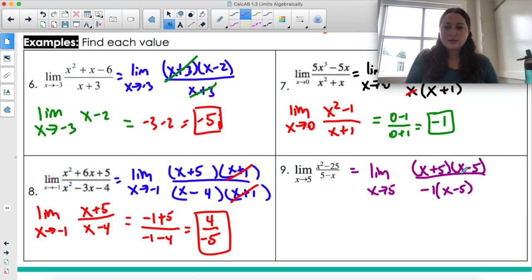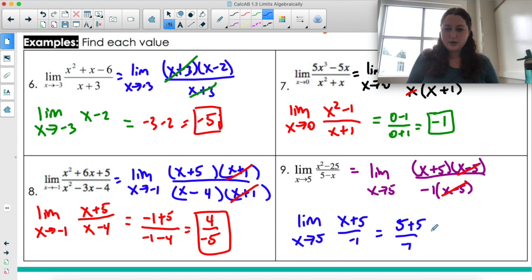So now I can cancel out x minus 5 with x minus 5. Take the limit as x approaches 5 of 1 over x plus 5 times negative 1. So that's 5 plus 5, which is 10, times negative 1, which is negative 10.